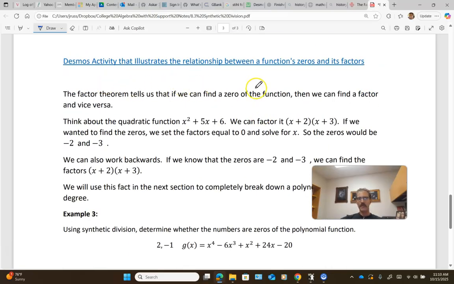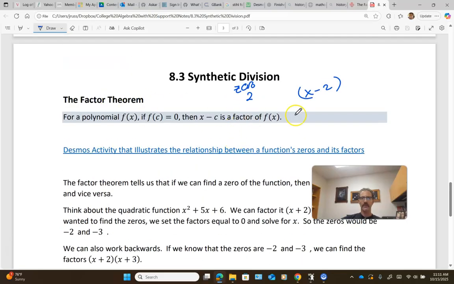Okay, the factor theorem tells us that if we can find the zero of the function, then we can find the factor, and vice versa. In fact, we've done this. Think about a quadratic function. If we were asked to find the zeros, one way we could do it would be to factor it, so it would factor like this, and then we would set those factors equal to 0, and we would get negative 2, which corresponds to this factor, and negative 3, which corresponds to this factor here. Okay? So that's all the factor theorem is telling us.